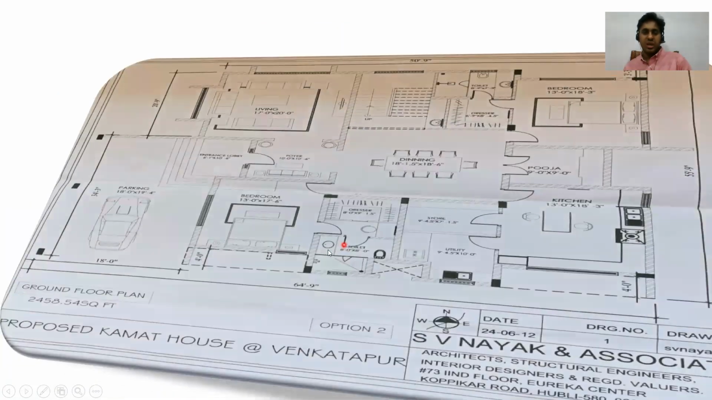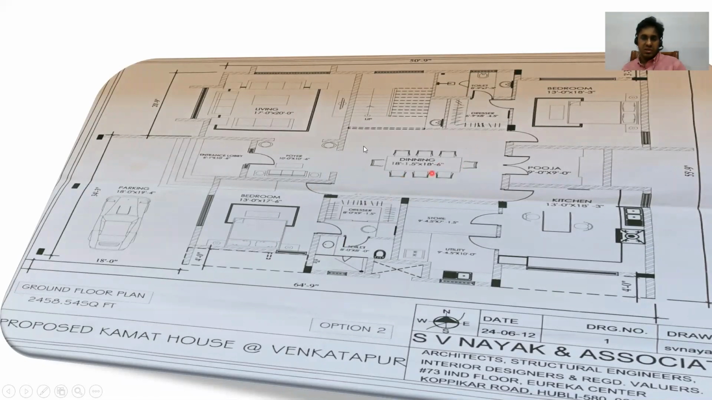Similarly, I'm going to give you another option. You can see here it's option 2. Again, you're going to make entry from here. You have a foyer here, a living room here. Then you have a bedroom here, and a dresser here for this particular bedroom.